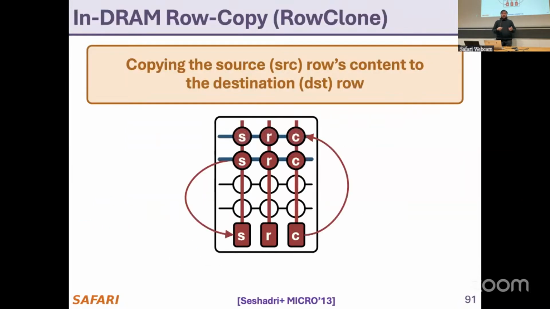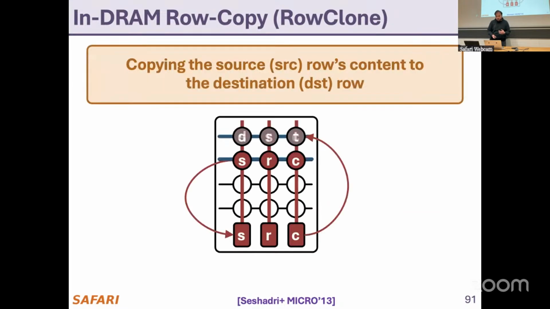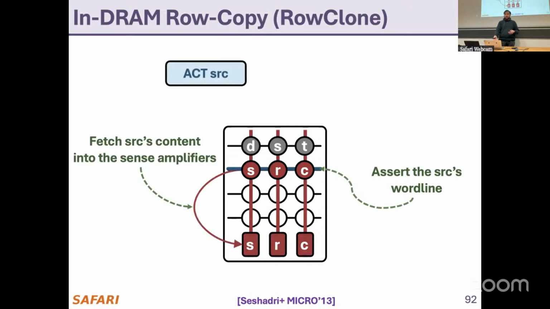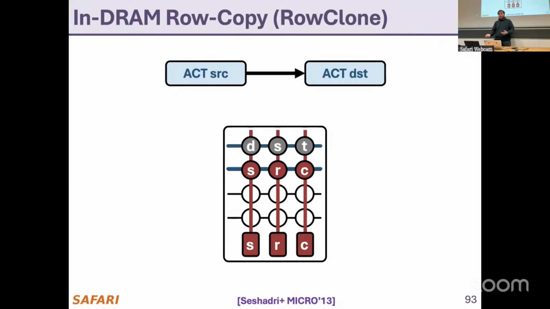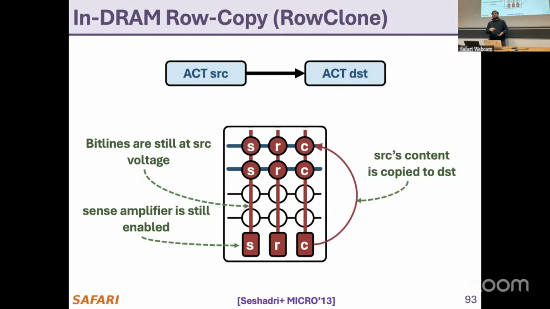So maybe to refresh your minds, I'll just give you some brief background on in-DRAM operations. For row copy, which we call RowClone in prior works, we copy one source row to one destination row. How this works is that you activate the source, it asserts the source word line, and it fetches the source content to the sense amplifiers. Then you activate the destination, and the bit lines are still at the source voltage, and the sense amplifiers are still enabled. What happens is that the source is copied to the destination.